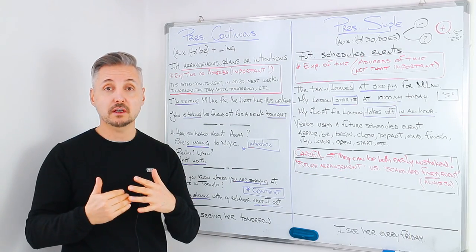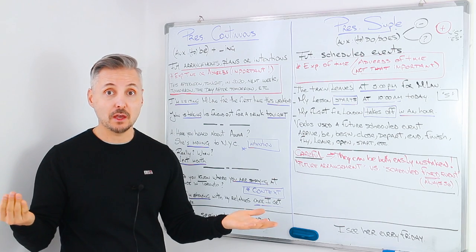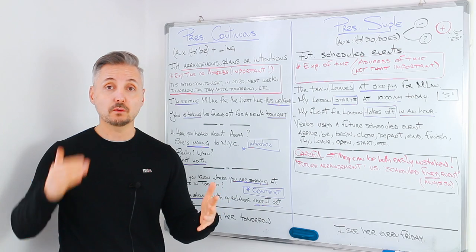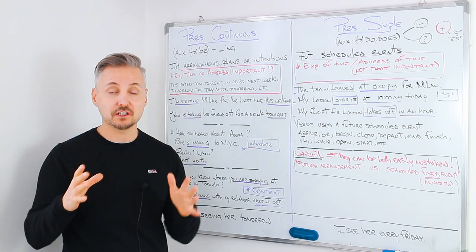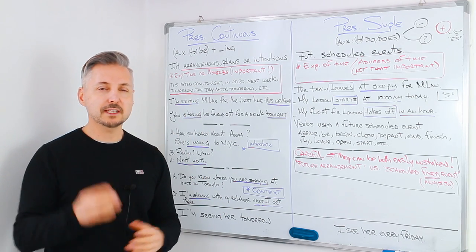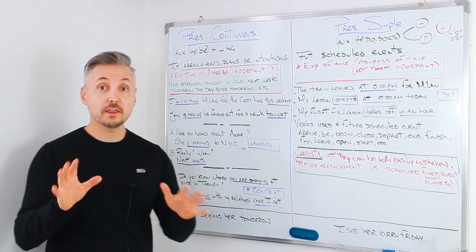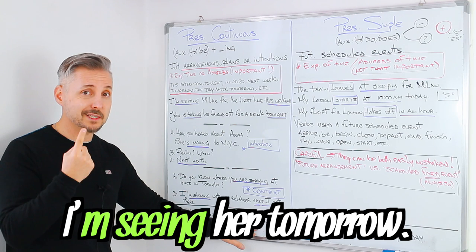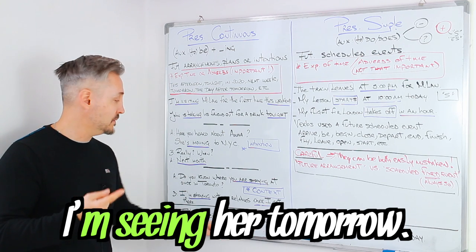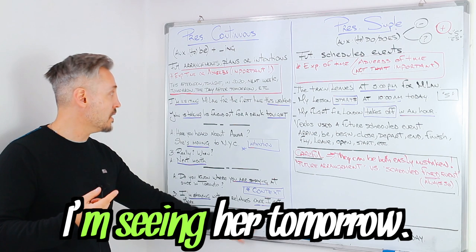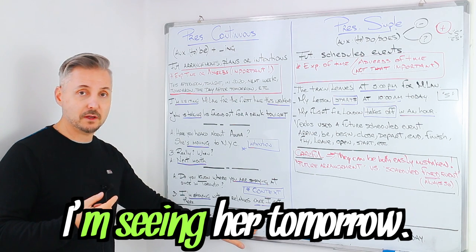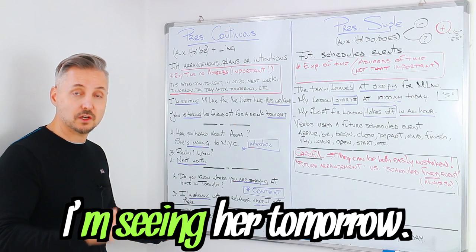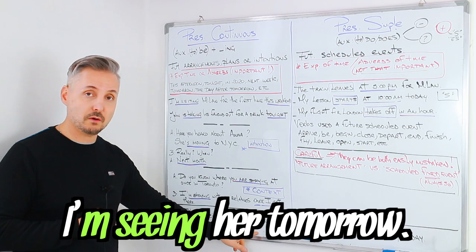On a calendar, it's on a daily basis maybe, or on a monthly basis, on a yearly basis. So they're fixed in a calendar. Just to see this difference, let's look at two examples. With a present continuous, I'm seeing her tomorrow. Just once, tomorrow. I'm seeing her tomorrow. Tomorrow is the adverb of time, and you know that is a future arrangement. Just once, I'm seeing her tomorrow.